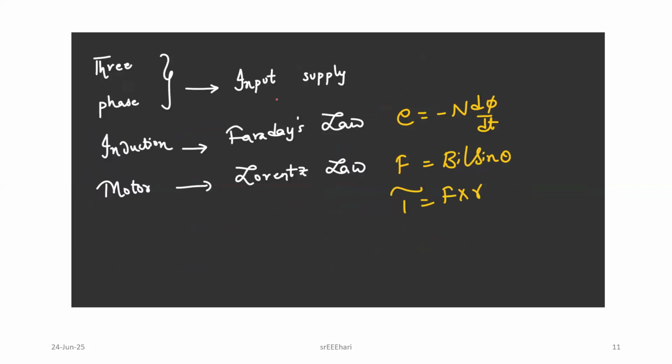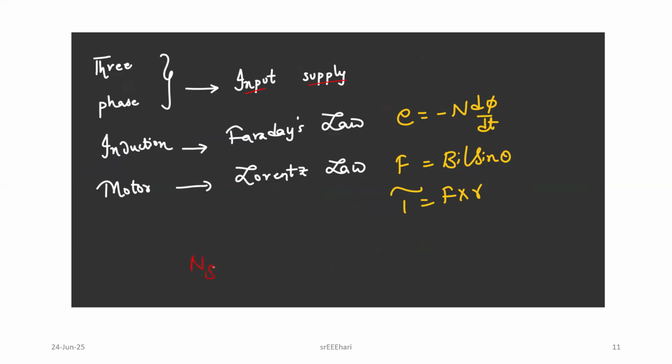A three-phase induction motor works with an electrical supply as input that has three phases: IR, IY, IB. Induction means Faraday's law, E equal to minus N d phi by dt. Motor means Lorentz force, F equal to B I L sin theta. Torque equal to force into perpendicular distance.